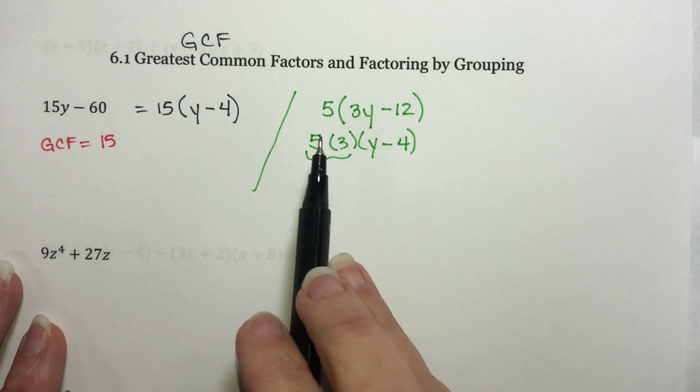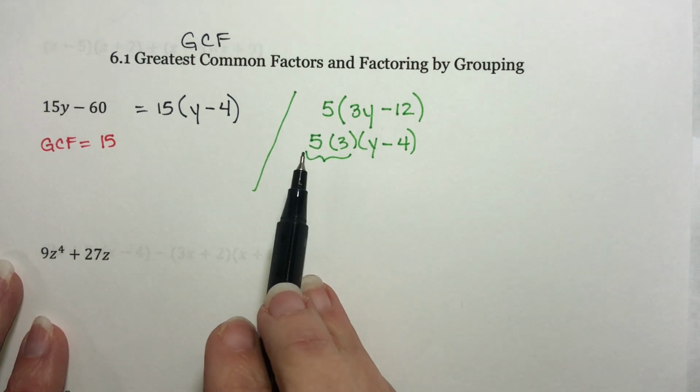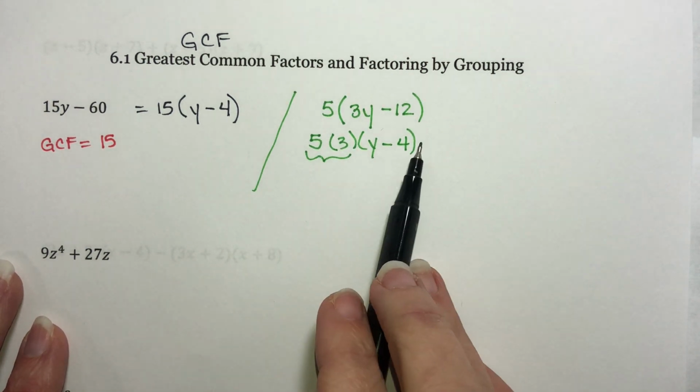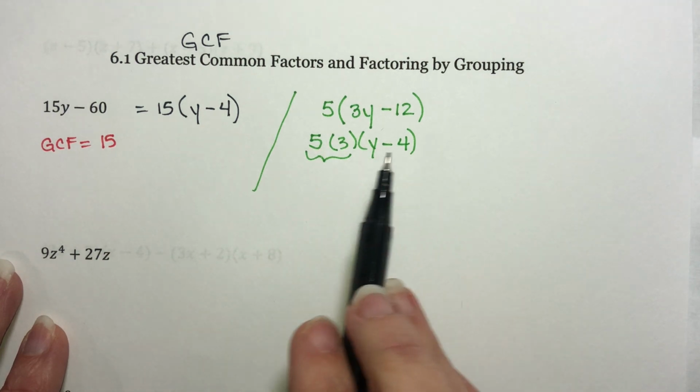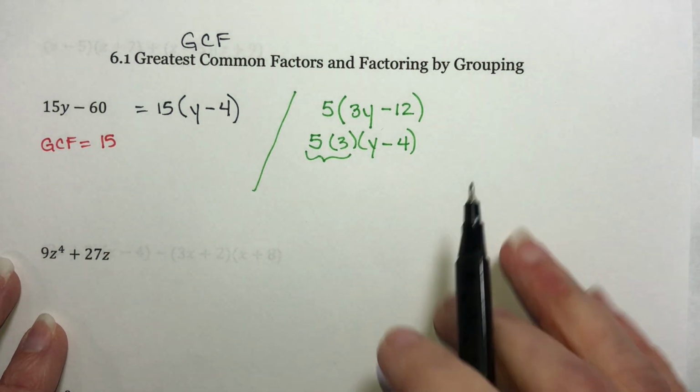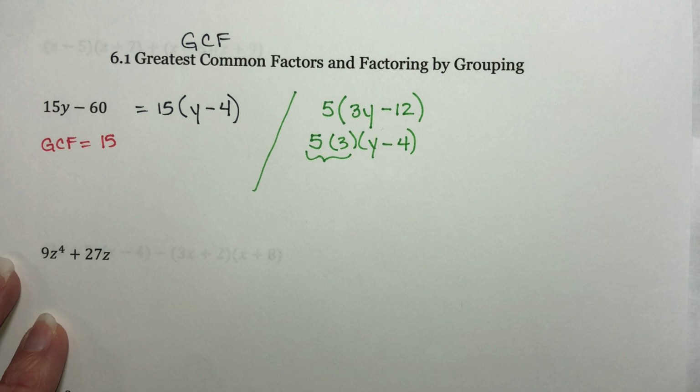So all is not lost if you didn't find the greatest common factor on your first try. You just have to keep double checking to make sure that you have factored completely. Now, all of the problems in chapter 6, you're going to be asked to factor completely. And that means you're always going to need to be looking at what you have left and making sure that you have done absolutely everything possible.